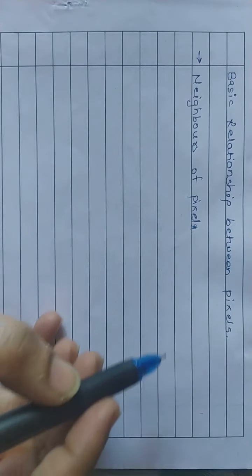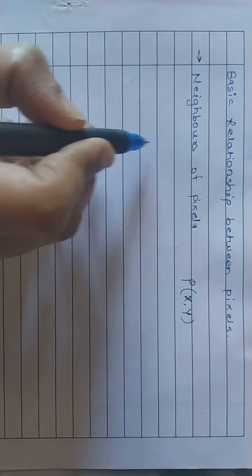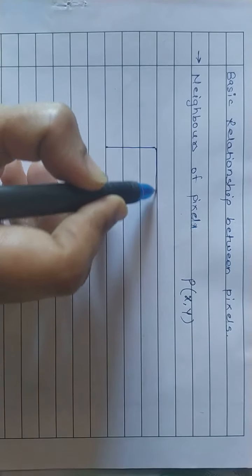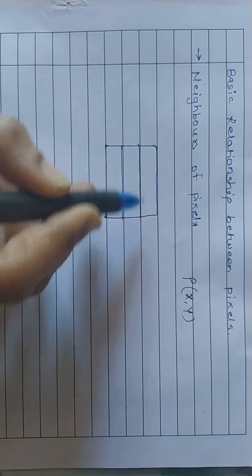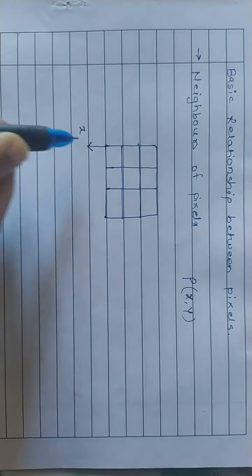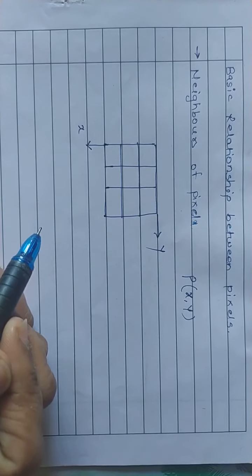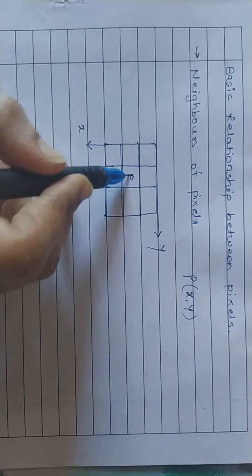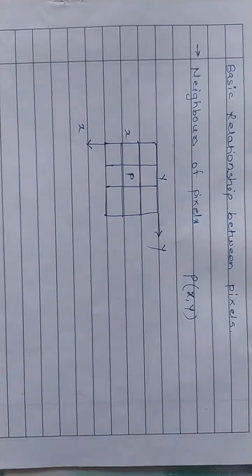First of all, let's consider one pixel P which has coordinates x and y. For this, we'll consider a 3 by 3 portion from the image like this. Here, this axis is our x axis, and this axis is our y axis. This is our pixel P. The coordinates of pixel P are x and y.